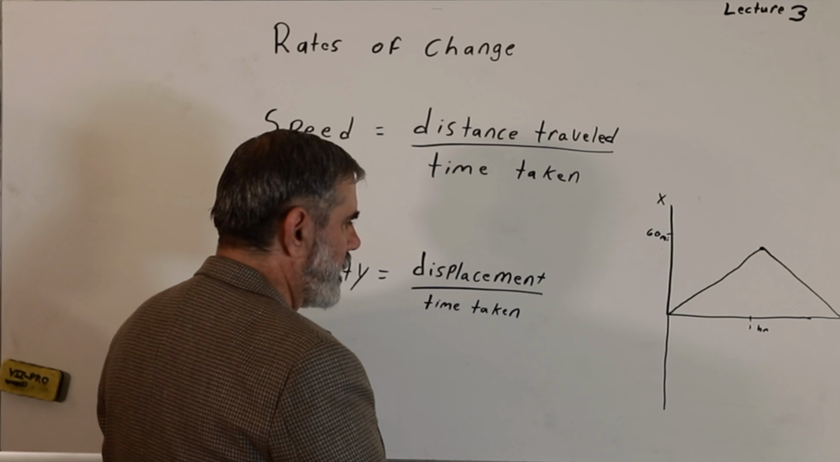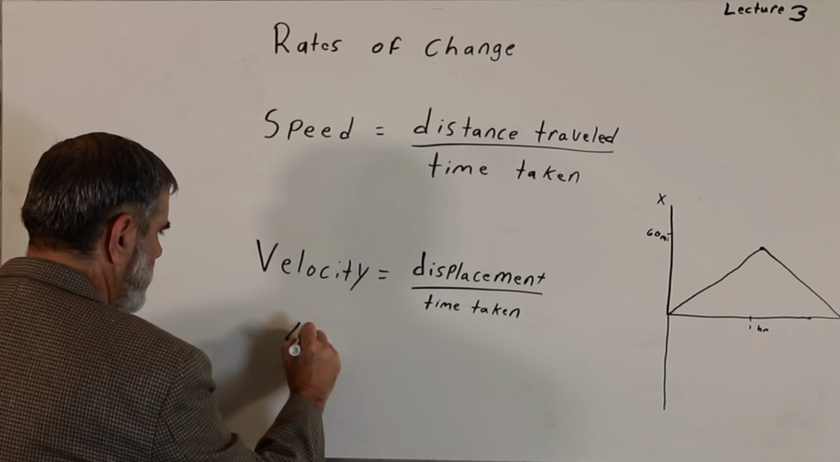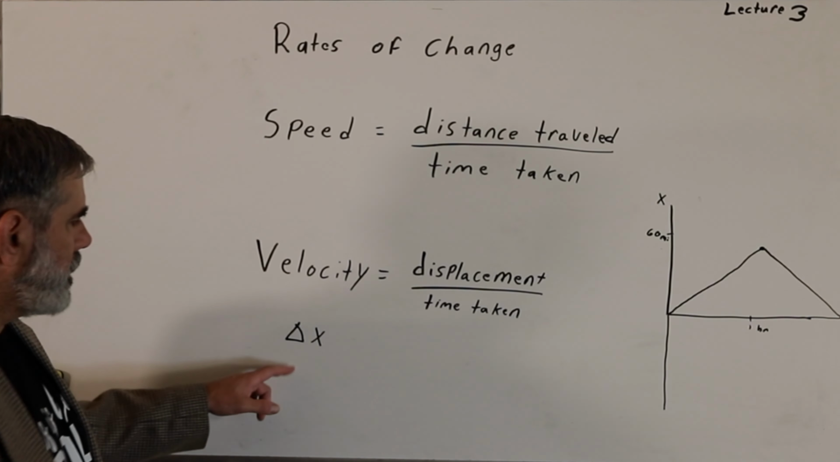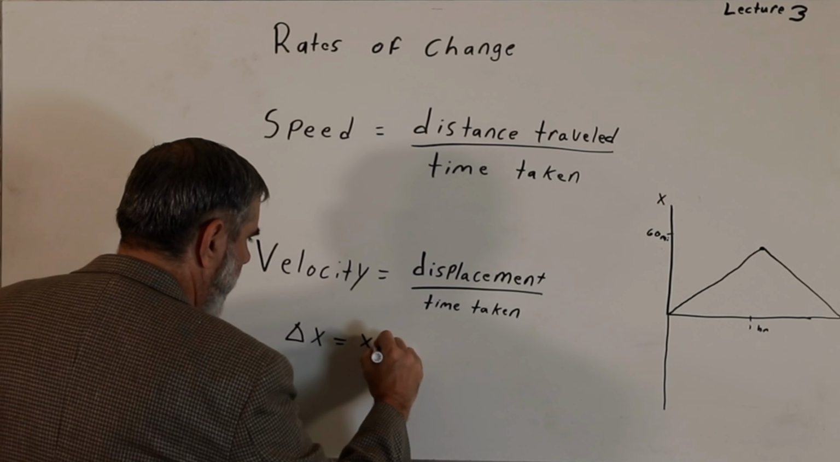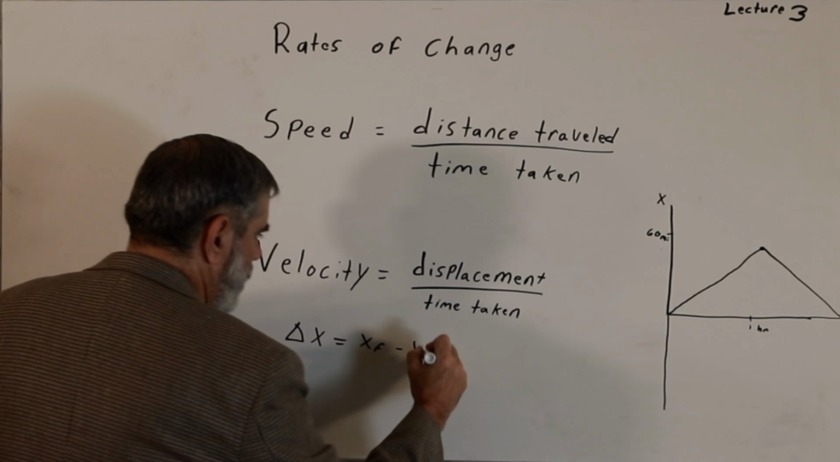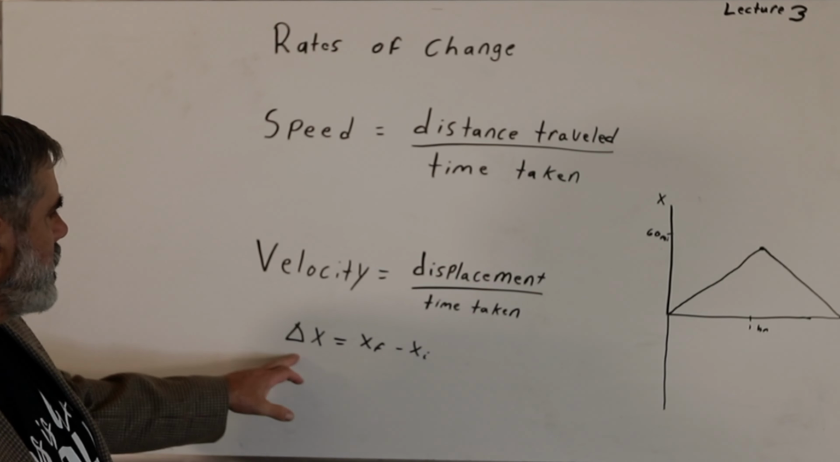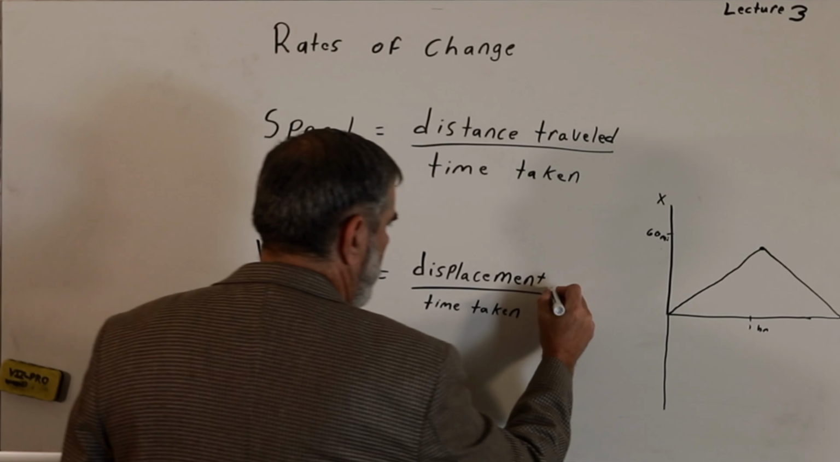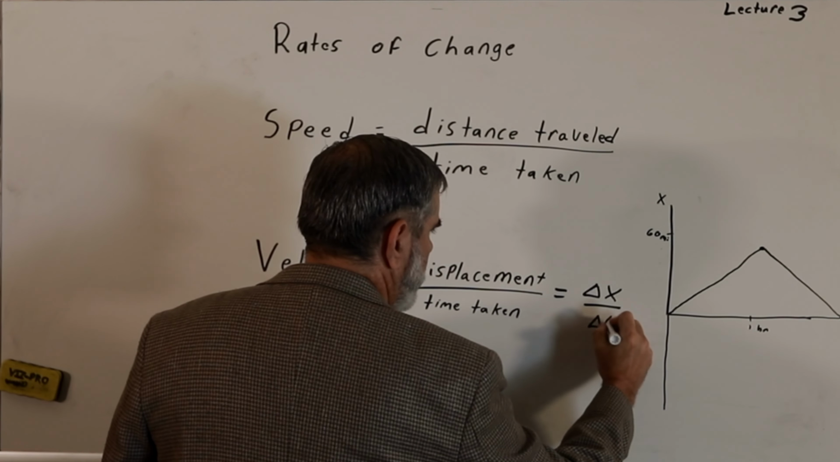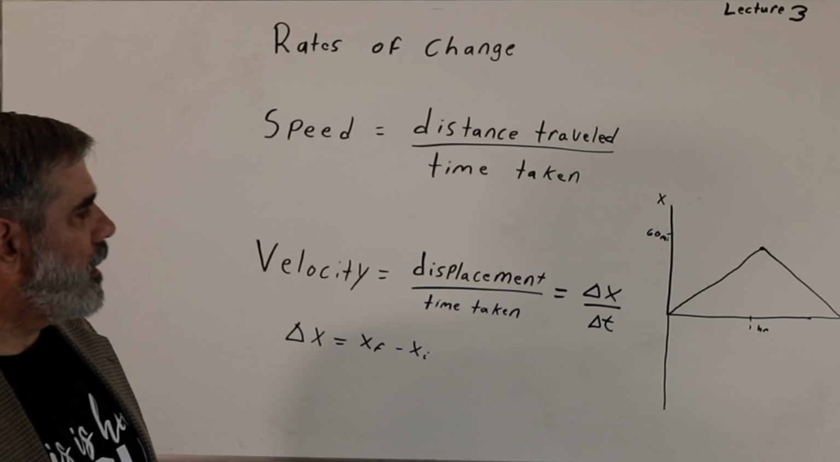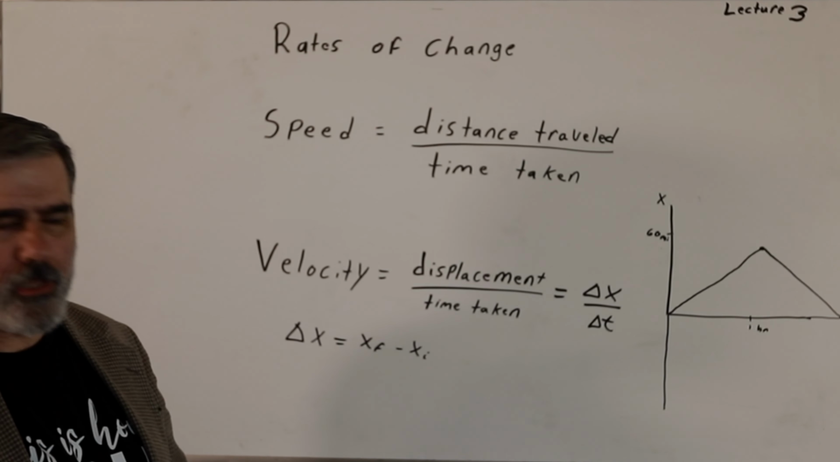displacement, usually the way we write this is delta x, where delta tells us that we're looking at a change. And so delta x would be the x final minus the x initial. That's what we'd use in velocity. So velocity is going to be delta x divided by delta t. So time taken is a time interval, and we call that delta t.